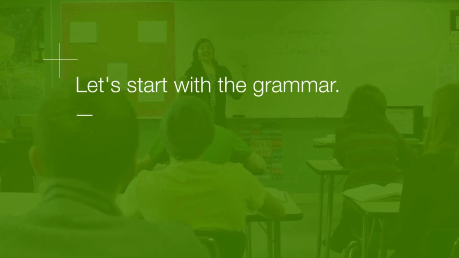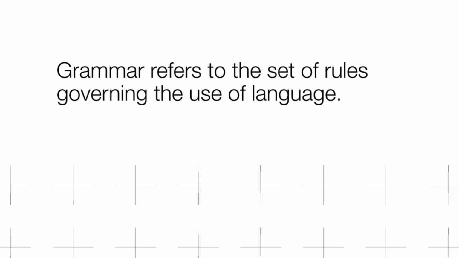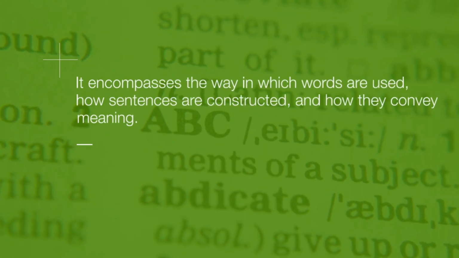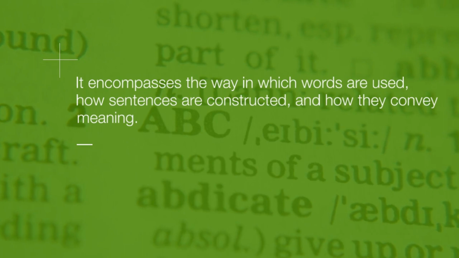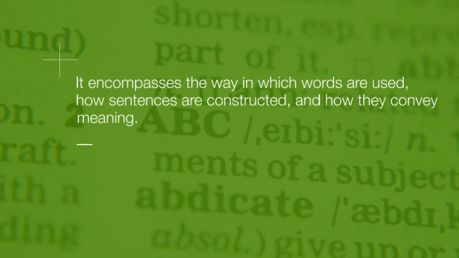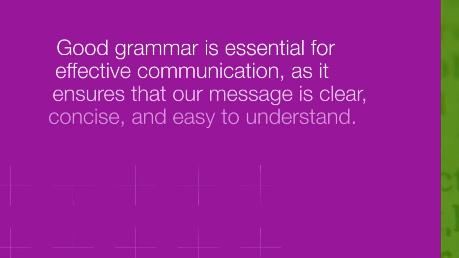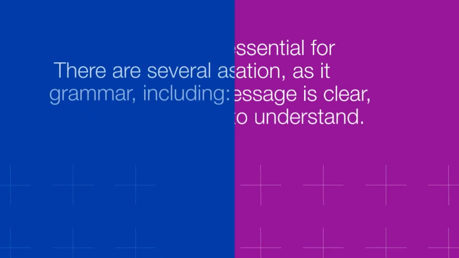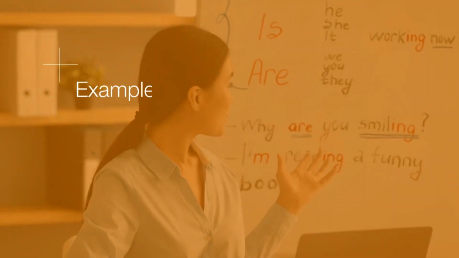Let's start with the grammar. Grammar refers to the set of rules governing the use of language. It encompasses the way in which words are used, how sentences are constructed, and how they convey actual meaning. Good grammar is essential for effective communication as it ensures that our message is clear and easy to understand. There are several aspects of English grammar, including all as follows.